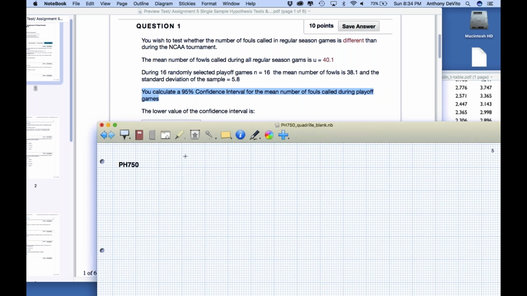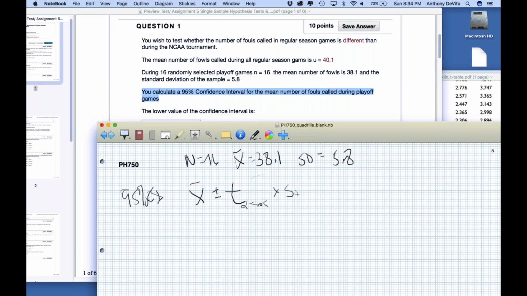So if my sample size is 16, my mean is 38.1, my standard deviation is 5.8, and I want a 95% confidence interval. So my formula is X bar plus or minus. Now, since I only know the sample standard deviation, I'm going to be working with t, and t for alpha equal to 0.05, times my standard error.